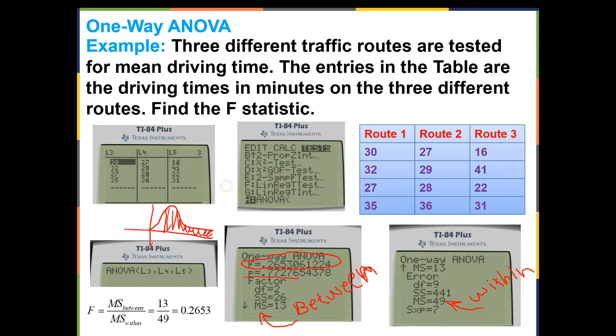77%. So in this case, for sure, we fail to reject the null hypothesis that these are all the same. So the null hypothesis is that mu1 equals mu2 equals mu3. So for sure, we fail to reject that. That means it really is the same thing, right?